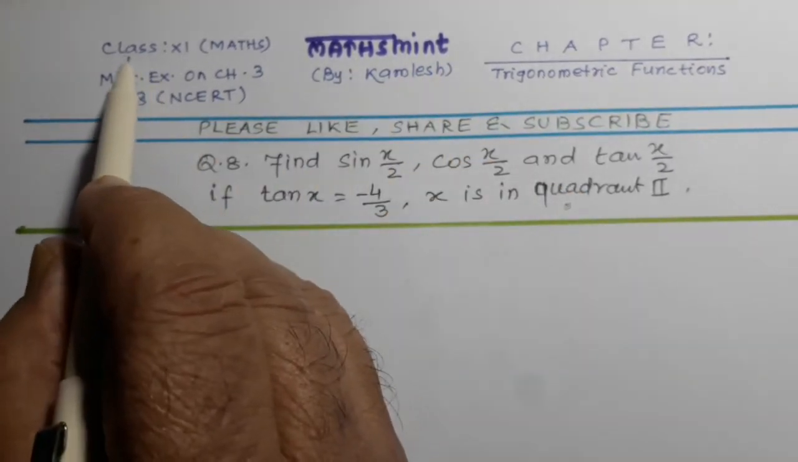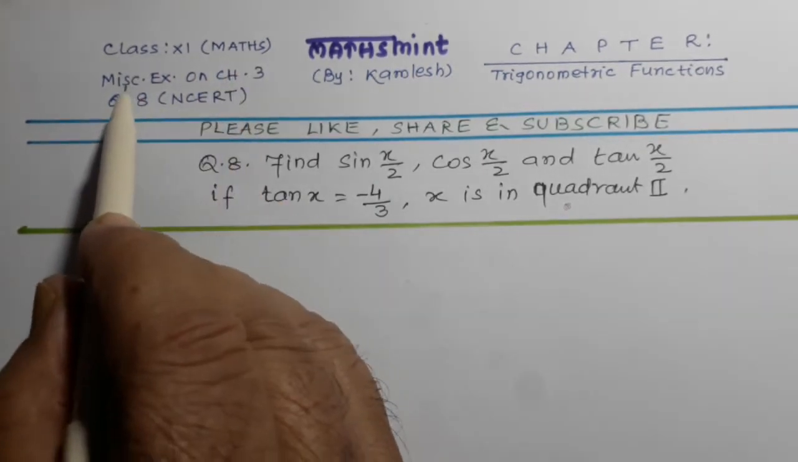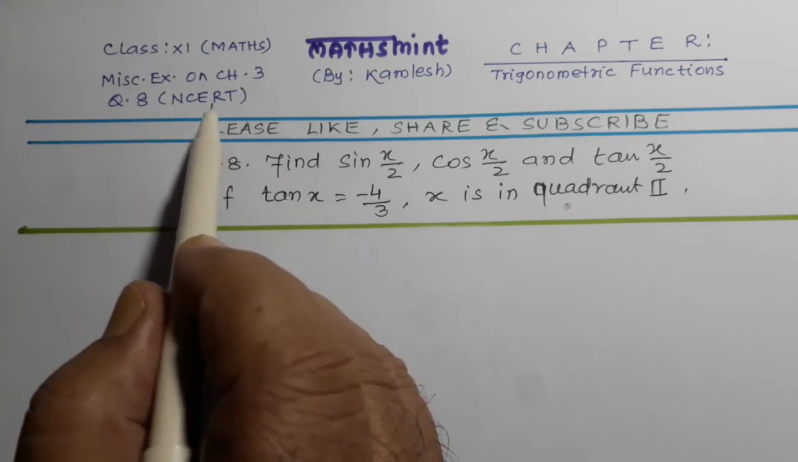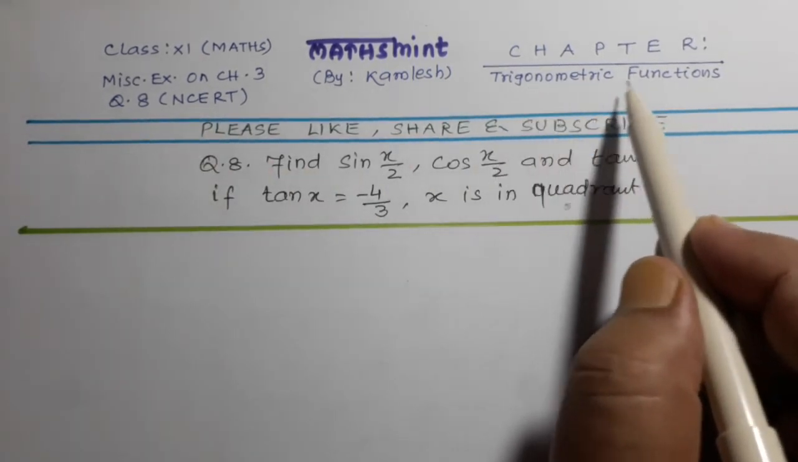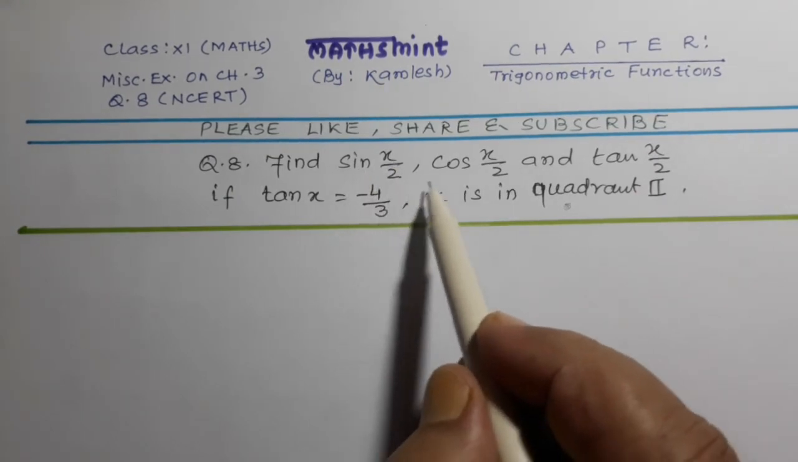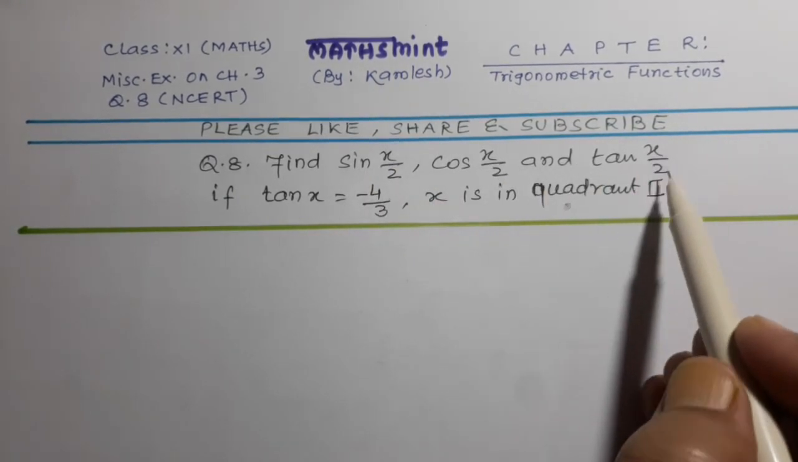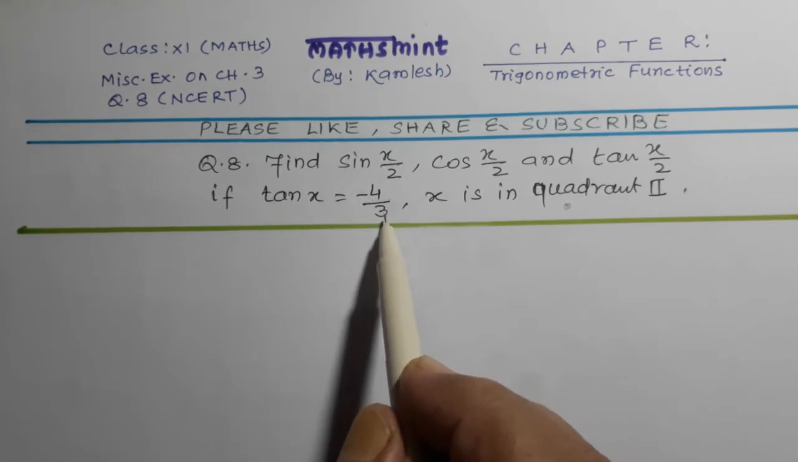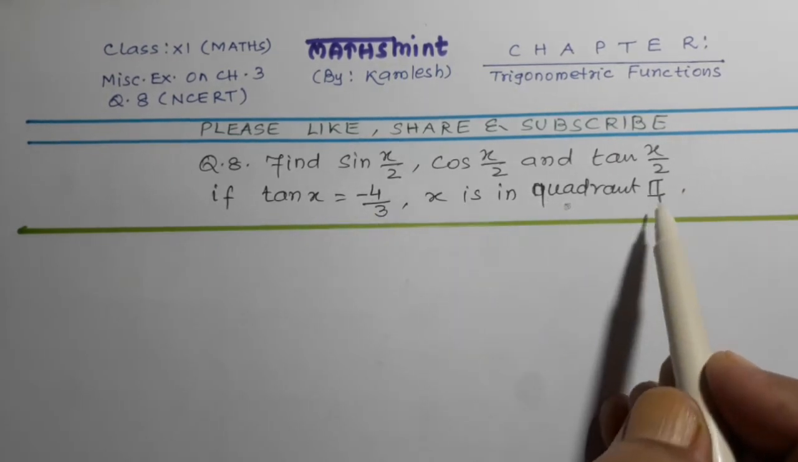It is a question for class 11 Maths miscellaneous exercise on chapter 3, question number 8 from NCERT book. Chapter is trigonometric functions. Question 8 is find sin x by 2, cos x by 2 and tan x by 2 if tan x equal to minus 4 by 3 and x is in quadrant 2.